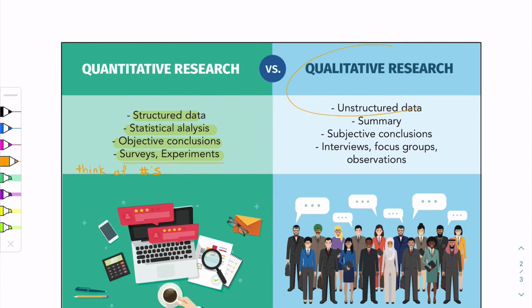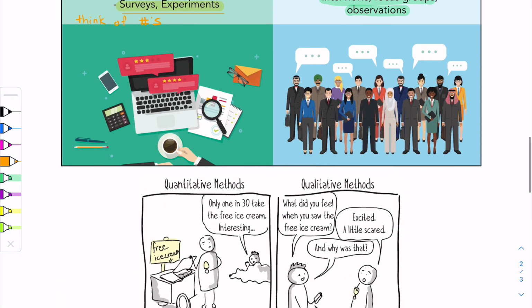Versus qualitative research. And qualitative research represents unstructured data. It's just a summary of information, subjective conclusions, and it's based on interviews, focus groups, and observations. So it is not based on numbers, it's kind of based on what you think or what you observe from a group of people. So quantitative is numbers, qualitative is not.